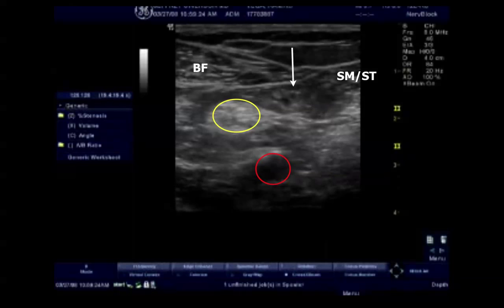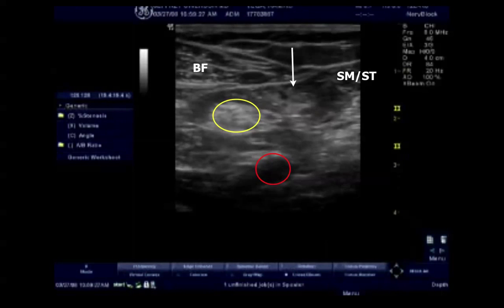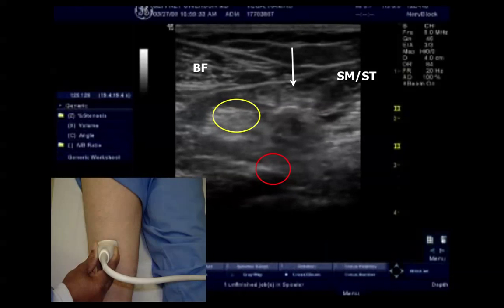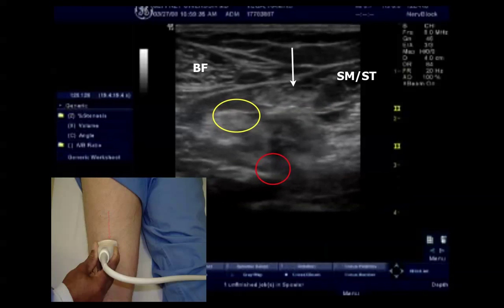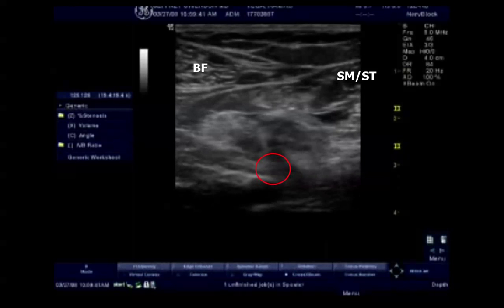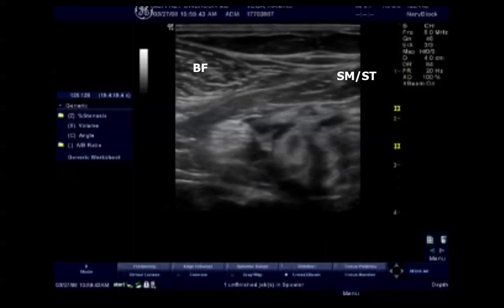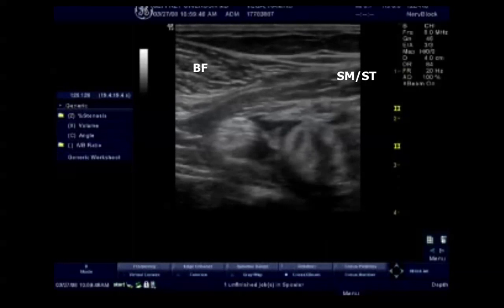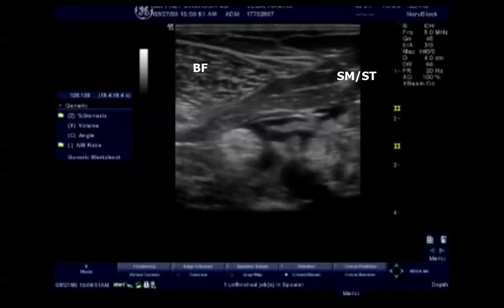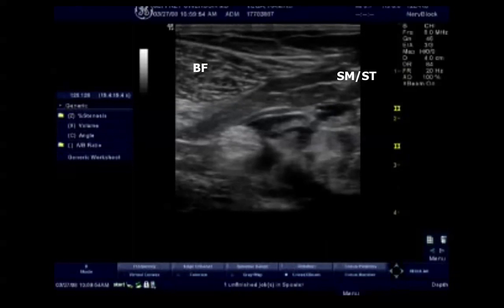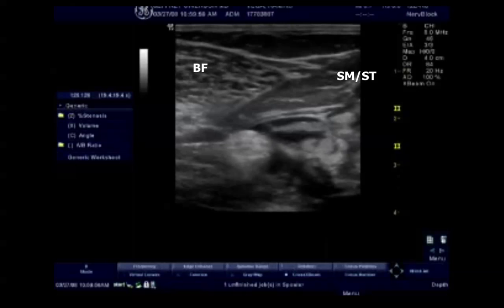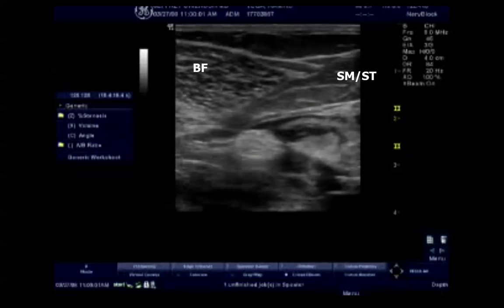Here's one more illustration where we have biceps femoris laterally, semimembranosus, semitendinosus medial, nerve, and our injection. Once again, you can see the relationship between our needle and the transducer. And as we inject our local anesthetic, you will see the nerve become more obvious because it's surrounded by hypoechoic local anesthetic. And you can observe the very, very easy distribution of local anesthetic throughout this space.